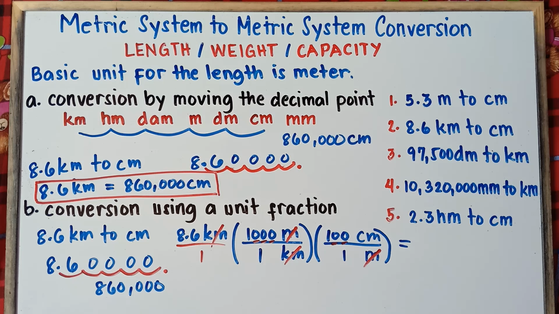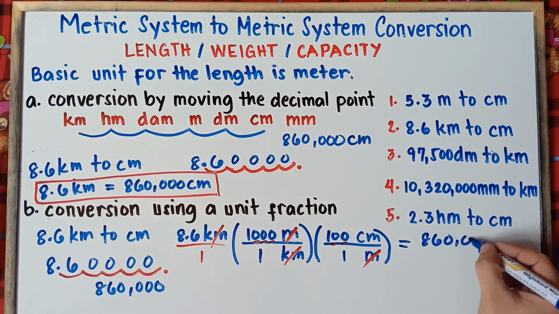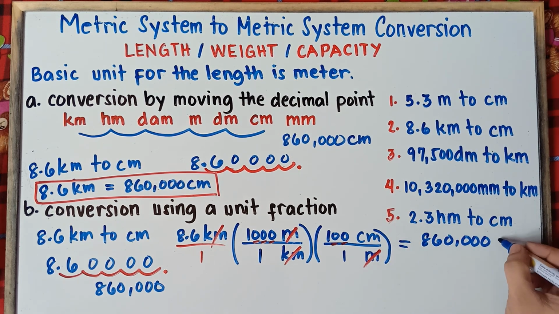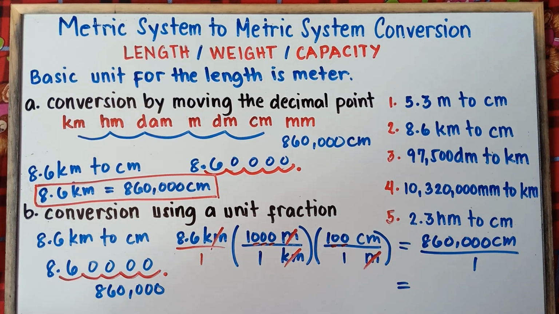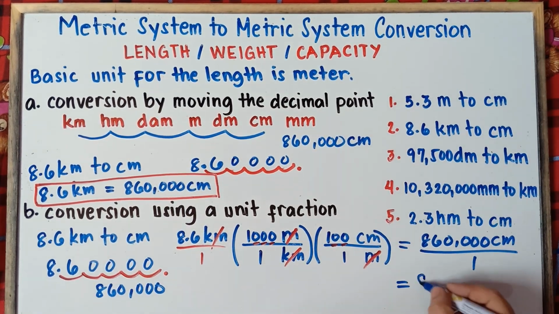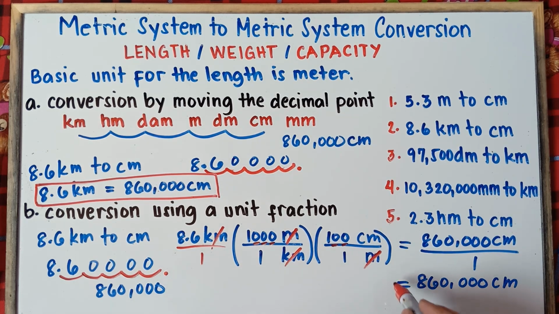860,000. Alright, so this will be 860,000. And do not forget the units. Centimeters divided by 1. So 860,000 centimeters divided by 1. The answer is 860,000 centimeters. That's it, class. You will have the same answer, class.